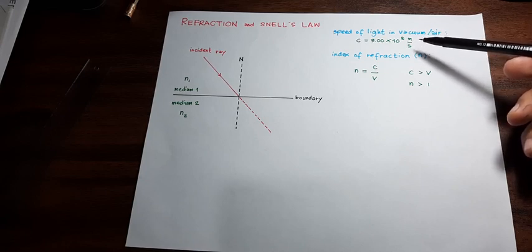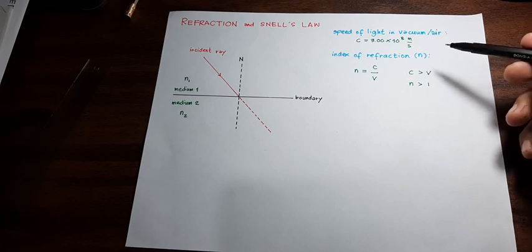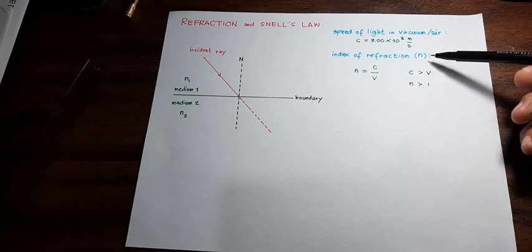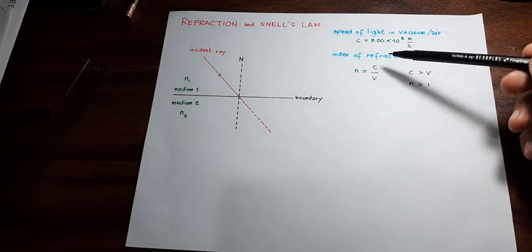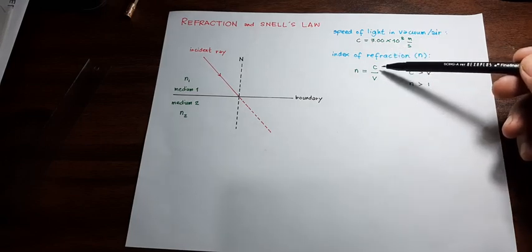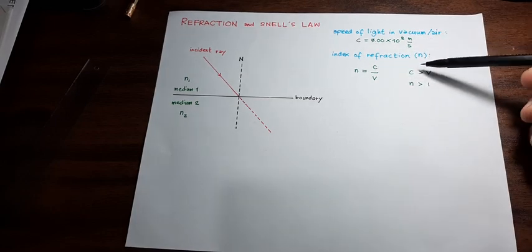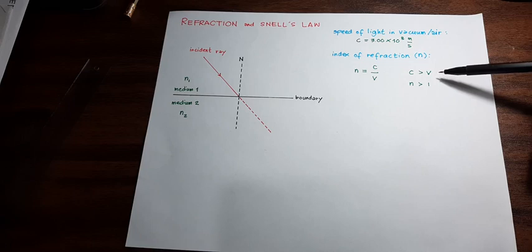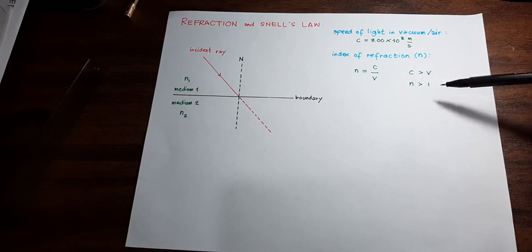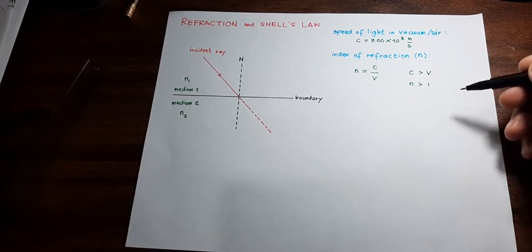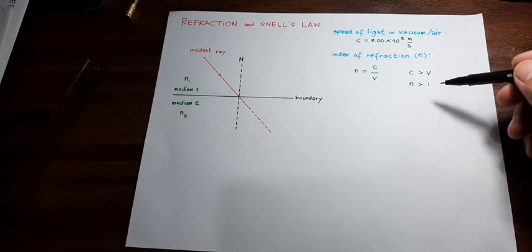All material media, transparent media, have a property called the index of refraction n. And the definition of the index of refraction of a material is the ratio of the speed of light in vacuum, c, and the speed of light in that material, v. Now in this ratio, because c is greater than v, then n is always greater than 1, which means that the index of refraction of any medium is greater than 1.